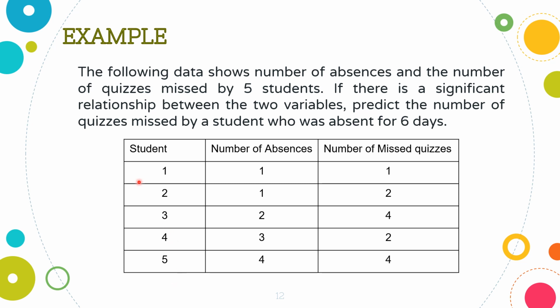5 students natin wherein 1 student, isa ang number of absent niya, tapos isa lang yung na-miss niyang quiz. Yung pangalawang student, isa ang number of absent niya, 2 quiz ang na-miss niya. Ito naman, pangatlo, 2 absent niya, 4 ang na-miss niyang quiz. Tapos, the fourth student, 3 ang absent niya, 2 lang ang na-miss niyang quiz. And for the 5th student, 4 ang absent niya, wherein 4 din yung na-miss na quiz.